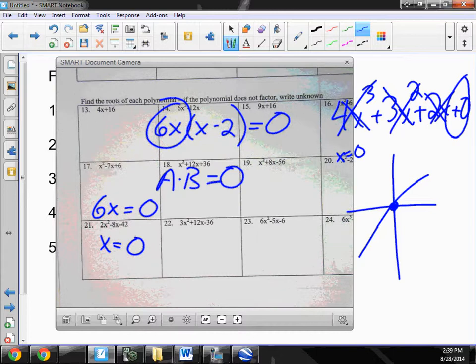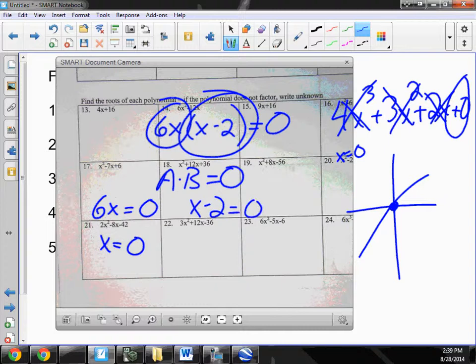Okay, and our other factor is x minus 2, so x equals 2. Can they both be true? Can x be 0 and 2 at the same time? No, but one of the two is going to be the roots, right?